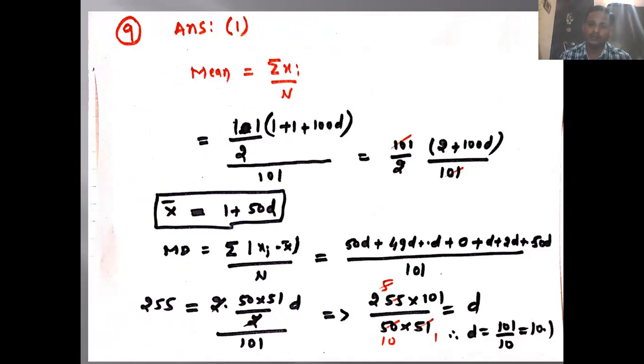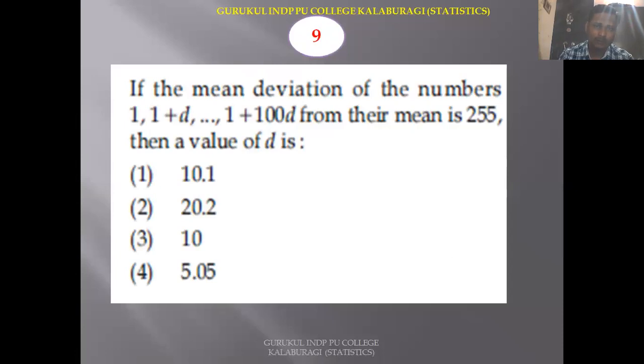Up to what level will it continue? 50d is also present in this, right? When I take 1 plus 50d minus 1 plus 50d, the 50d gets cancelled, so we'll get 0. Next onwards you'll get 1 plus 51d, and from that again it will continue as d, plus 2d, and so on. The last value will be 1 plus 100d.